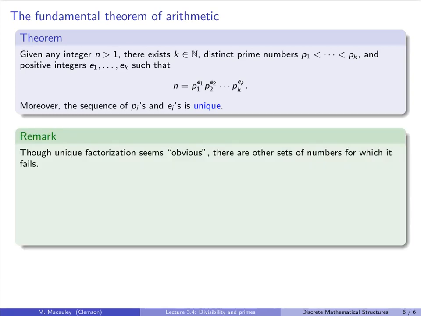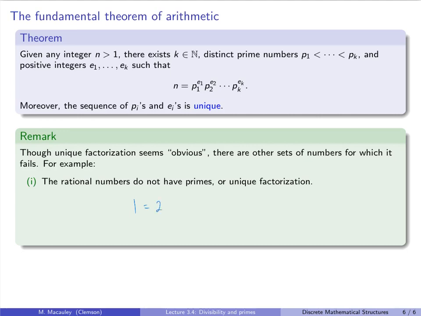As I alluded to earlier, though this seems obvious, there are other sets of numbers for which it fails. For example, the rational numbers do not have primes or unique factorization. You know this, something like 1 equals 2 times 1/2, or 4 times 1/4, or 2/3 times 3/2. So think about what it would mean for a rational number to be prime.